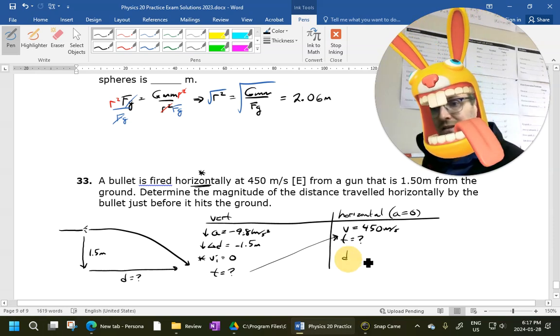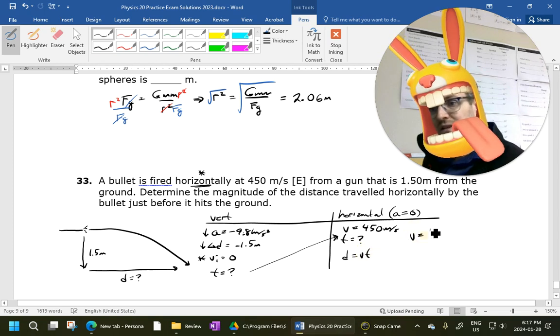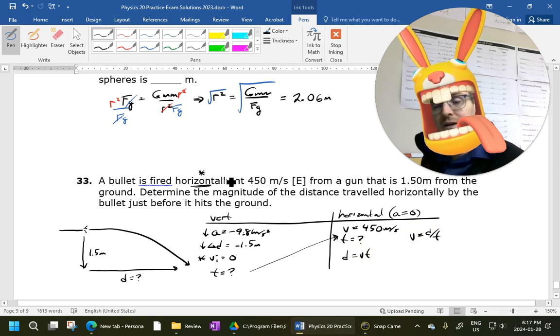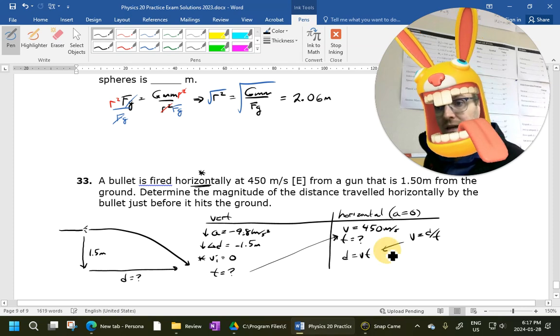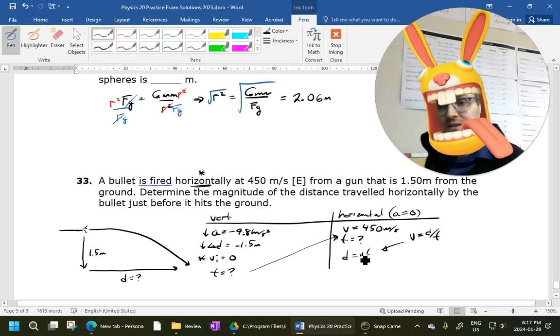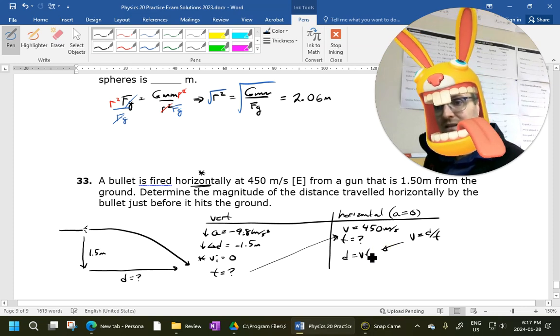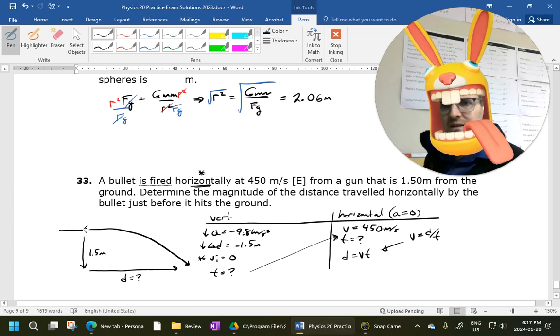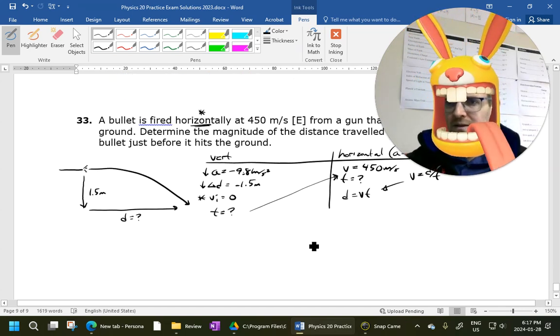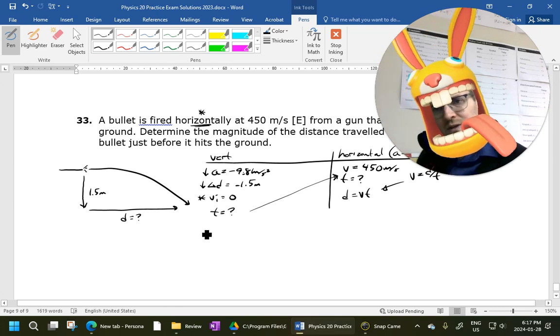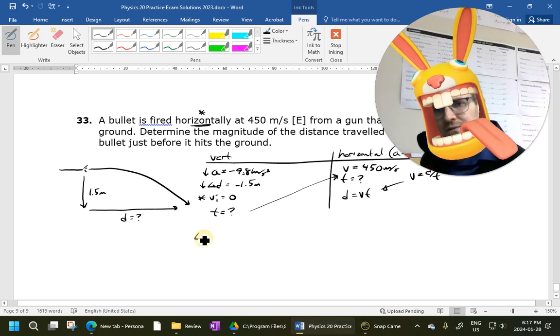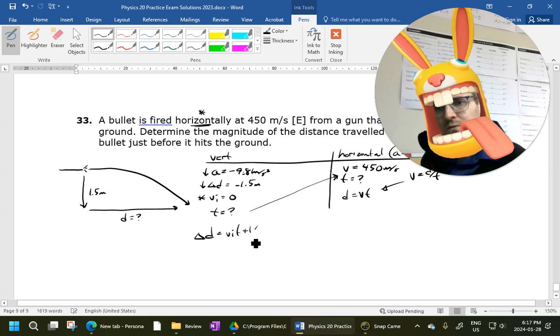If I want to find D, I have to go V times T, because remember we're using this formula: V is equal to D over T. I multiply both sides by T, and we get D is equal to V times T. Okay, so we need to find the time. So we come to this side and ask what we want to use to find time. There's no VF, so a good formula is delta D equals VI T plus 1/2 A T squared.